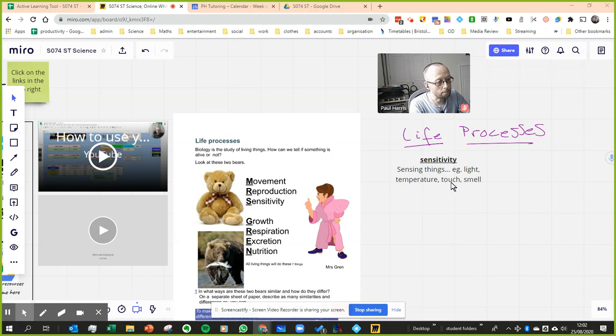So light, temperature, touch. Well, many things. There are lots of different things you could sense, and plants do sense light, and they grow towards the light, so they know where the light is, and so they are sensitive to that. Some plants can sense touch. So, for example, Venus flytraps. When you touch a part of the plant, it closes up.